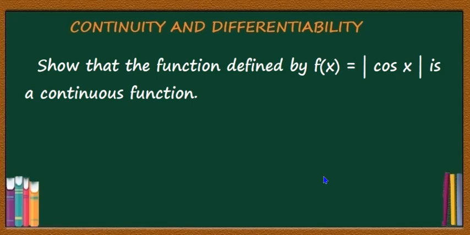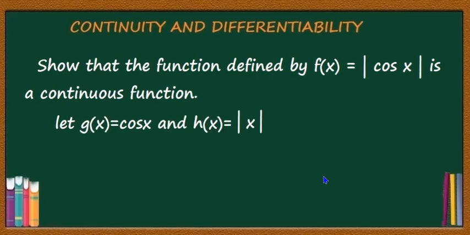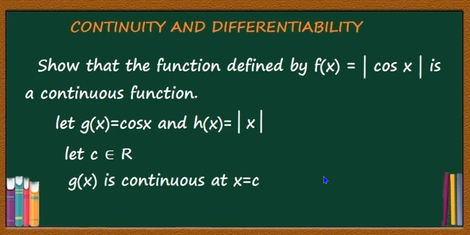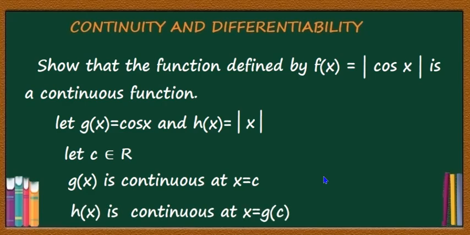Show that the function defined by f of x equal to mod cos x is a continuous function. Let g of x equal to cos x and h of x equal to mod x. And you know that all trigonometric functions are continuous functions. Cos x is a continuous function, and mod x is also a continuous function. And let c be any real number, and g of x is continuous at x equal to c, and h of x is continuous at x equal to g of c.